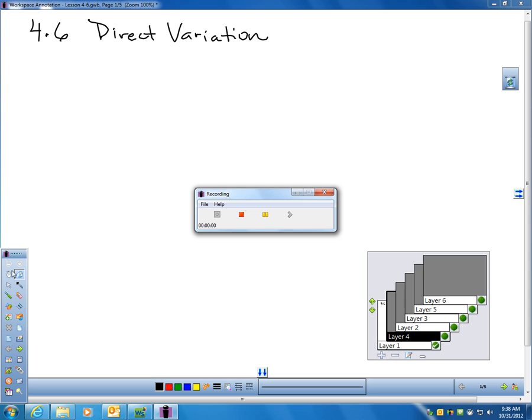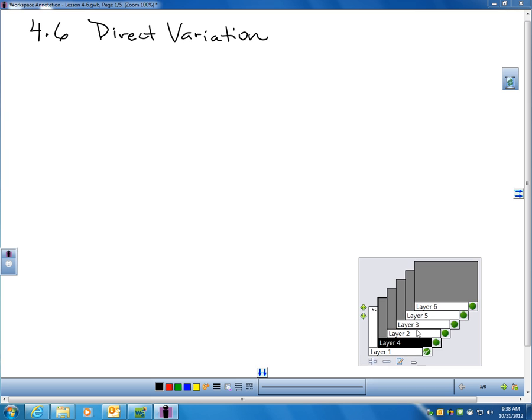Hi, this is section 4.6, and it's called Modeling Direct Variation. You might want to go right now to page 253, and we're going to start off with vocabulary.